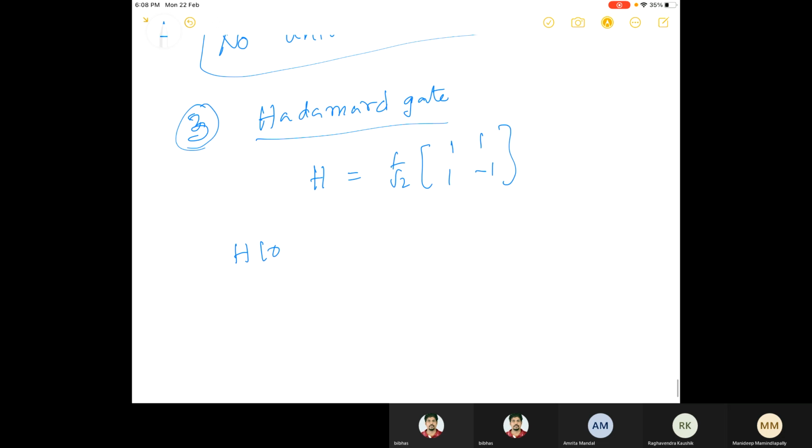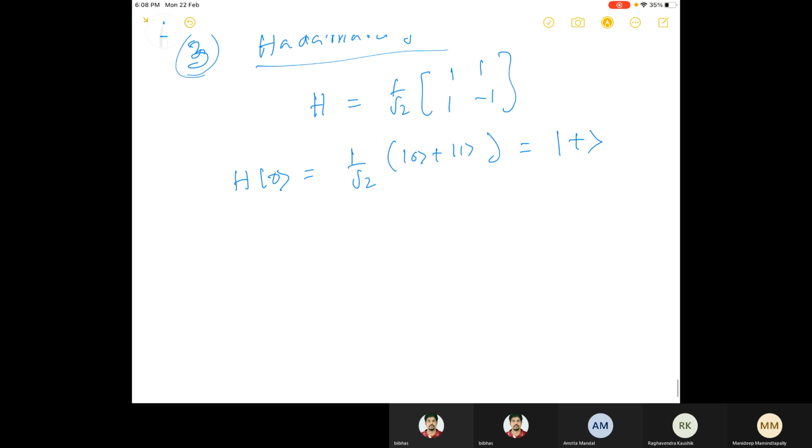Okay, this will take 0 to 1 by root 2, 0 plus 1. Sometimes physics people will write it as plus, and H1. Okay, it is just the second column, which is 1 by root 2, 0 minus 1. Physics people write it as minus. So it takes 0 to plus, and this to minus.